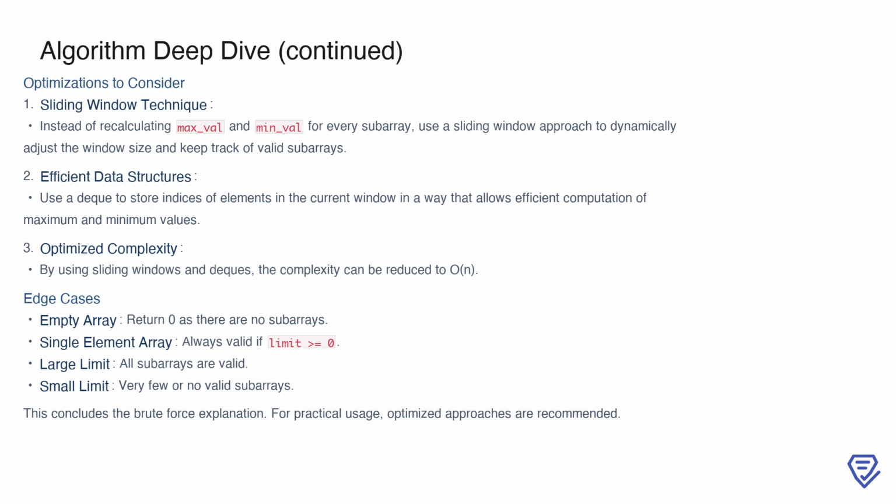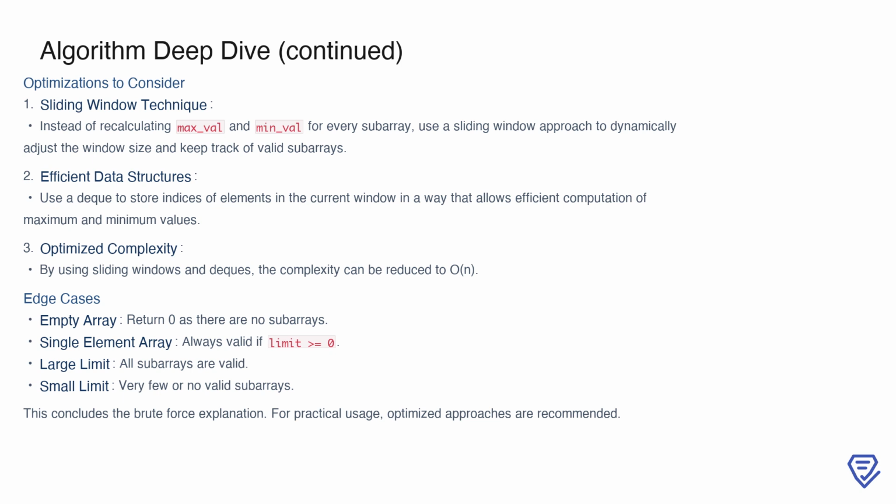One powerful technique is the sliding window, which avoids recalculating the maximum and minimum values for overlapping subarrays. Instead, the window dynamically adjusts its size as we iterate through the array, ensuring that it only contains elements that satisfy the condition. Additionally, efficient data structures like deques can be used to maintain the indices of elements in the window, allowing us to compute maximum and minimum values in constant time.